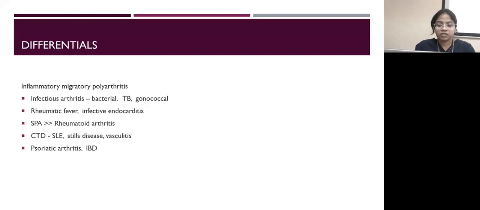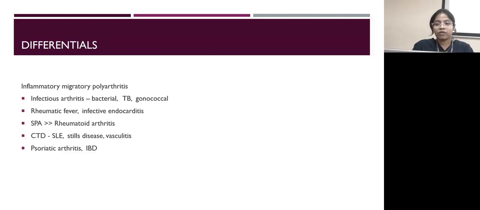So what are the differentials that we considered when we first saw this patient? Initially we considered the possibility of infective arthritis, mostly bacterial like Staphylococcus. We have also considered the possibility of gonococcal because of his high-risk behavior. And because of the chronic history and because we are from a tropical climate, we have also considered the possibility of tuberculosis. We did consider the possibility of infective endocarditis based on the history, and rheumatic fever.